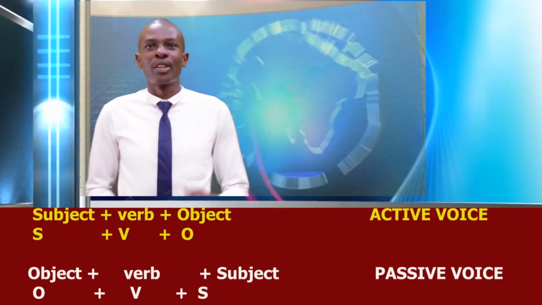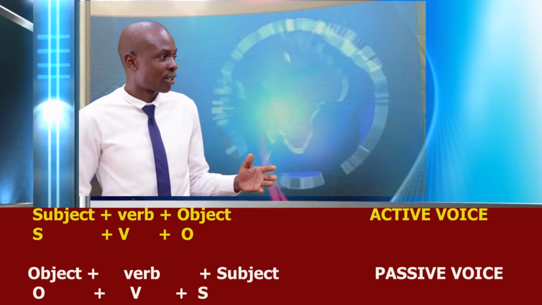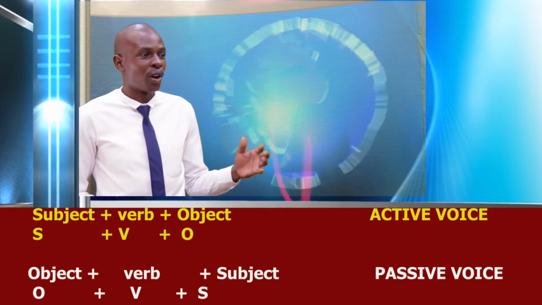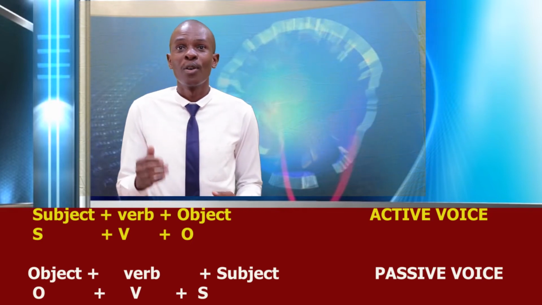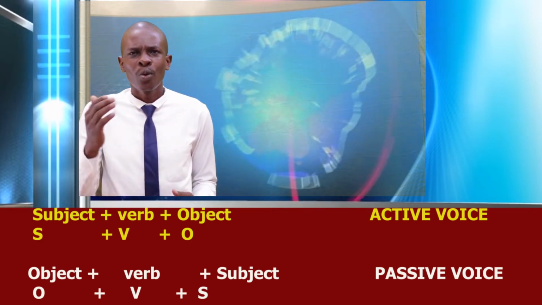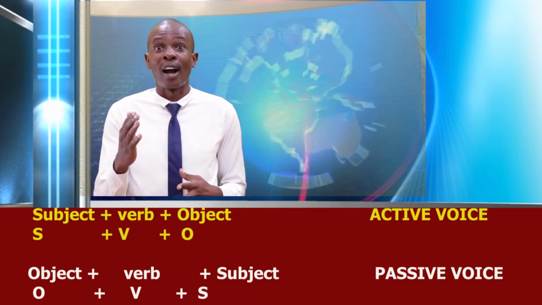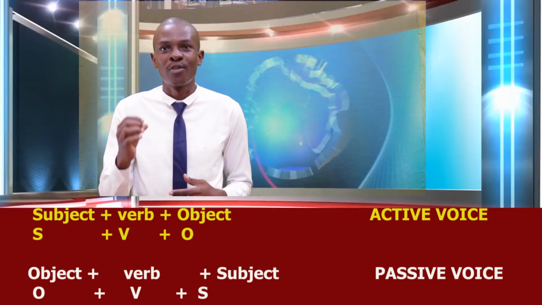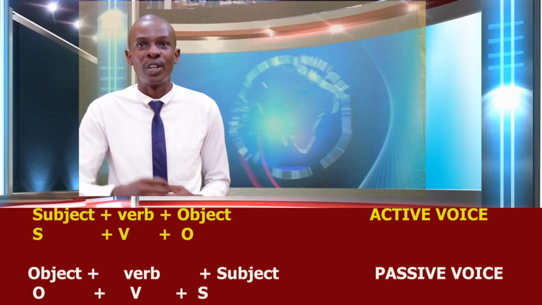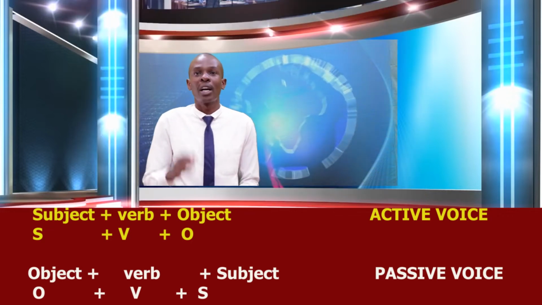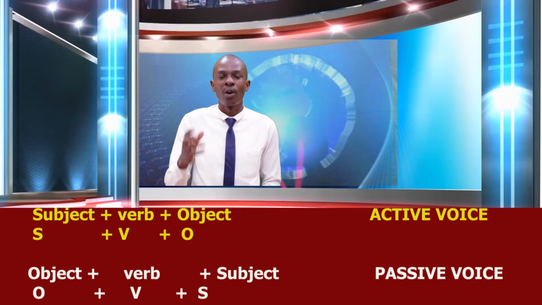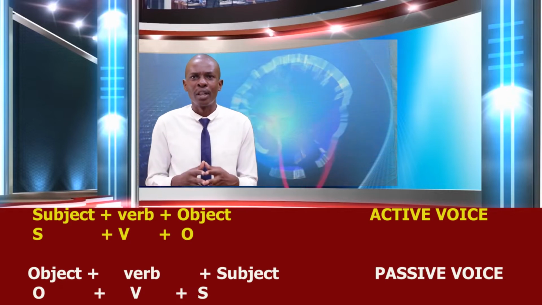Now, take a look at these sentence structures. S, V, O. O, V, S. What comes to your mind when you have these sentence structures? Active and passive voice. When you speak of SVO or OVS, what do we mean?